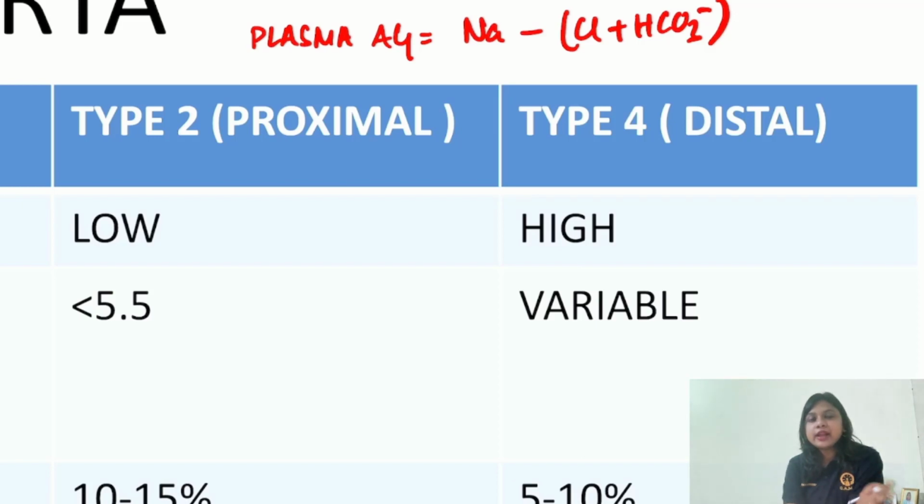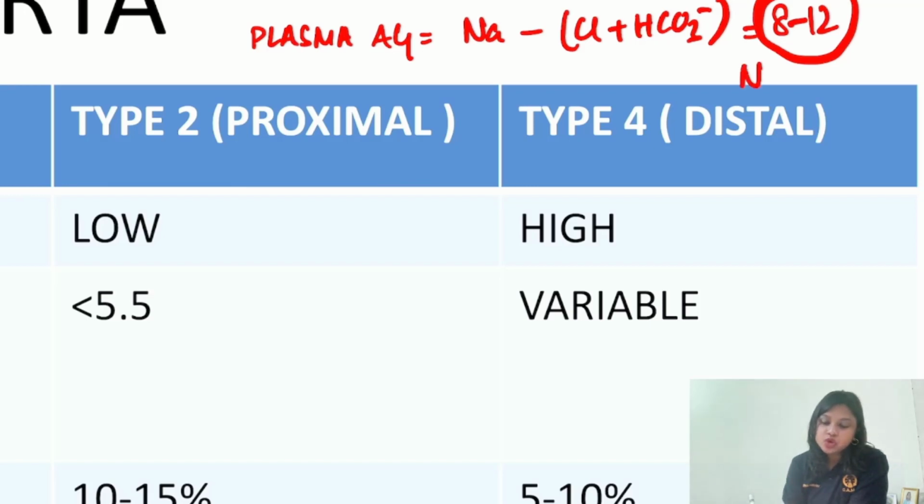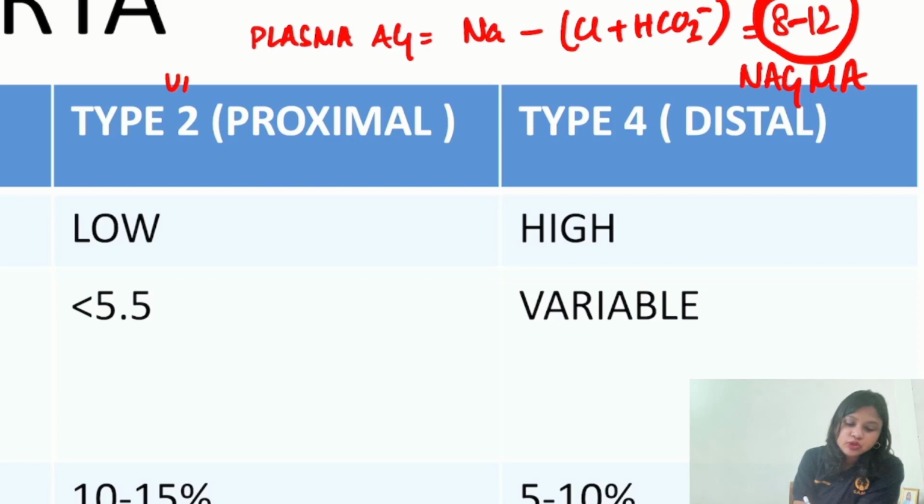If this gap comes out to be 8 to 12, it was a slip of tongue, it's millimoles, okay. So sodium minus chloride plus bicarb, if it is 8 to 12, then we call it normal anion gap metabolic acidosis. If it is more than 12, we call it high anion gap metabolic acidosis. So renal tubular acidosis falls in normal anion gap metabolic acidosis. Whenever we get a normal anion gap metabolic acidosis, we usually calculate the urinary anion gap.